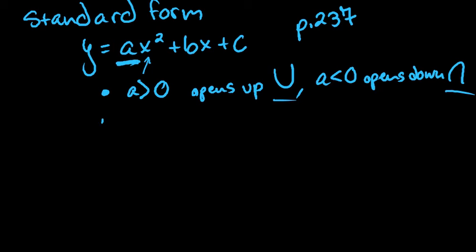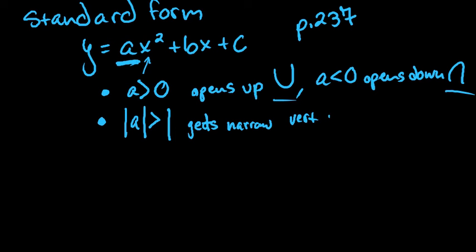Alright, and bullet point number 2, it says looking at a again. So if the absolute value of a is greater than 1, so if it's -4, if it's 4, if it's -2, if it's 2, if the absolute value is greater than 1, then it gets narrow. Which we've talked about as a vertical stretch. I think of that if the number out in front is bigger, I'm thinking of things getting bigger, so I'm thinking vertical stretch or horizontal shrink. That's how it gets narrow.